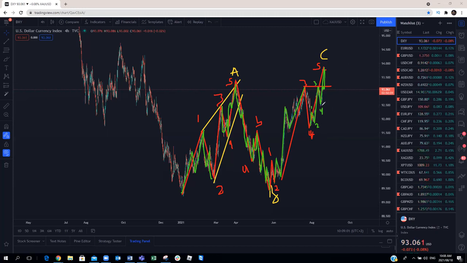So we did get it wrong yesterday. We were still looking for this one to come down here. So this could have ended here with a truncated fifth. So we got it wrong, completely wrong on this one. On the DXY, that's normal. You do get some wrong. That's the nature of the structure.